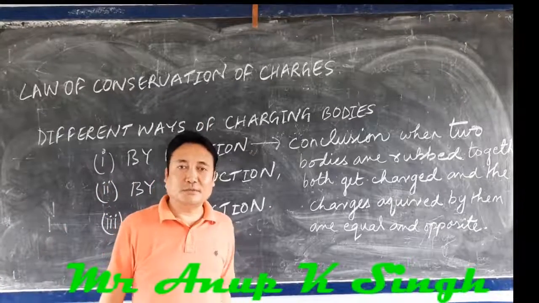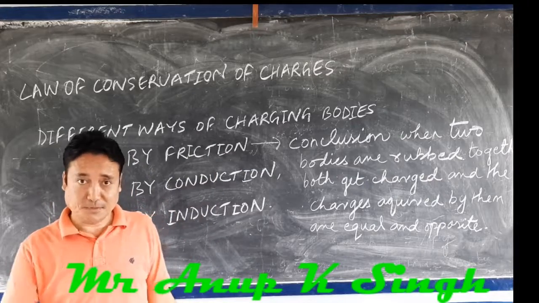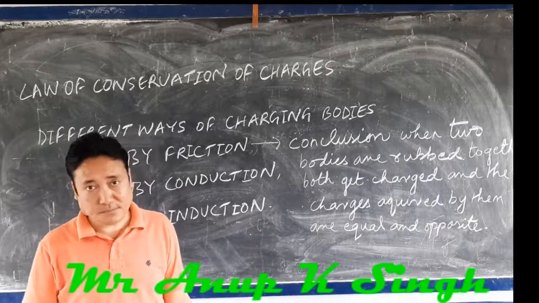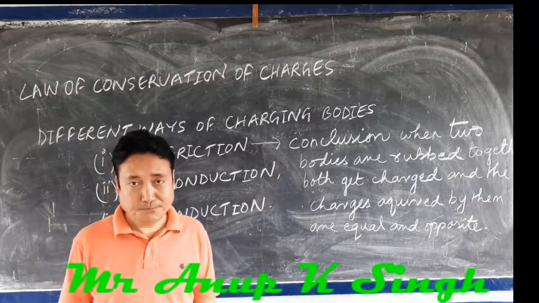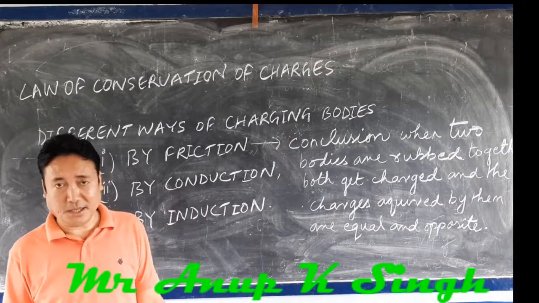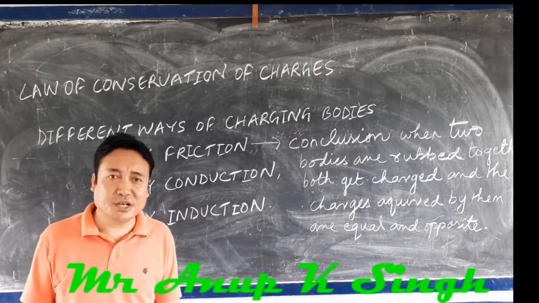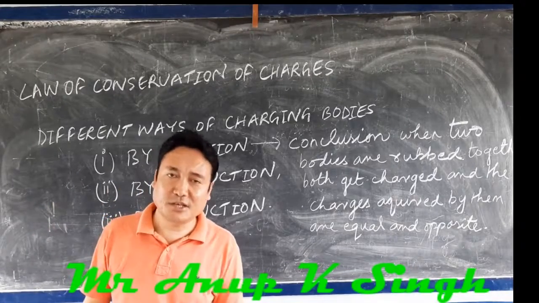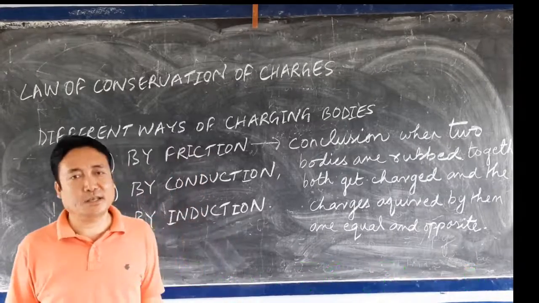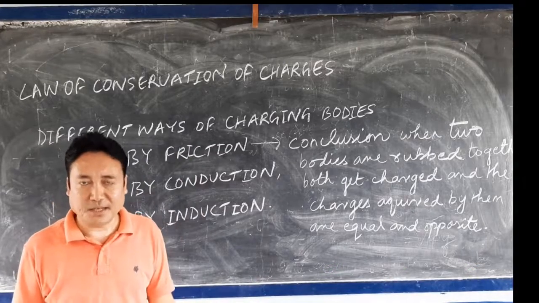As I had explained earlier, there are two types of charges, negative and positive, and these two charges arise due to friction. If you rub a glass rod with silk, it becomes positively charged. If you rub an ebonite rod with fur, it becomes negatively charged. So these are the nature of charges: positive and negative.